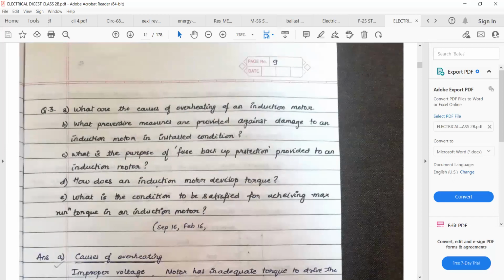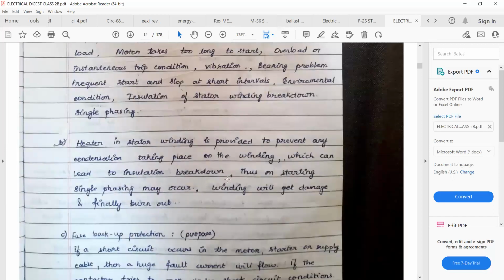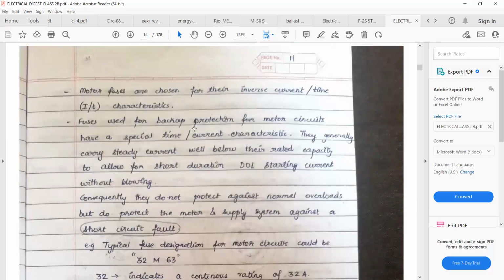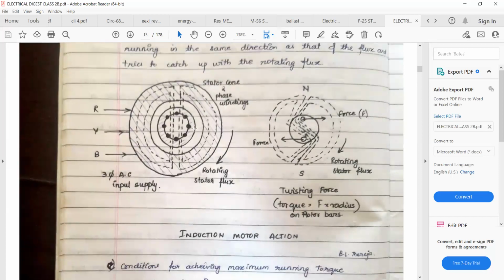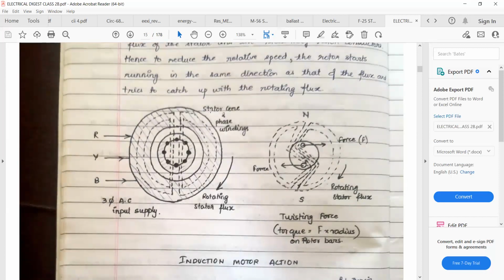how does an induction motor develop torque? So this is the process of developing torque in the induction motor. First, we will look at the diagram. These are the three-phase supplies coming. You have the stator phase winding, then you have the rotating flux. What we have here is the rotating stator flux and twisting force, and torque is equal to F into radius on the rotor bar. Forces are acting on the shaft. This is the magnetic field generated, and it is generating the torque on the shaft.